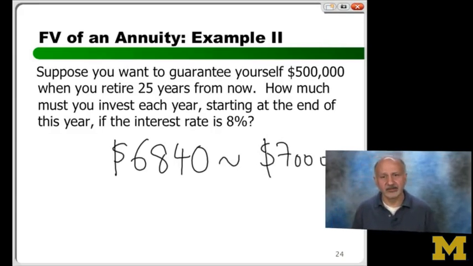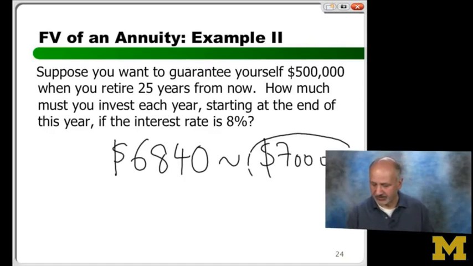Approximately, right? So what's going on here? I need to put away $6,840, and I'll approximate it as approximately $7,000. How many times? 25 times, to end up having 500 bucks, right? So why did I approximate even 6,840 by 7,000?